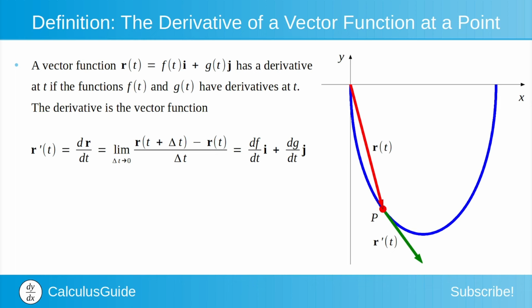This derivative is equal to the limit of r of t plus delta t minus r of t, over delta t, as delta t approaches 0. And this is equal to df/dt i plus dg/dt j. I'll now explain this definition using the following example.